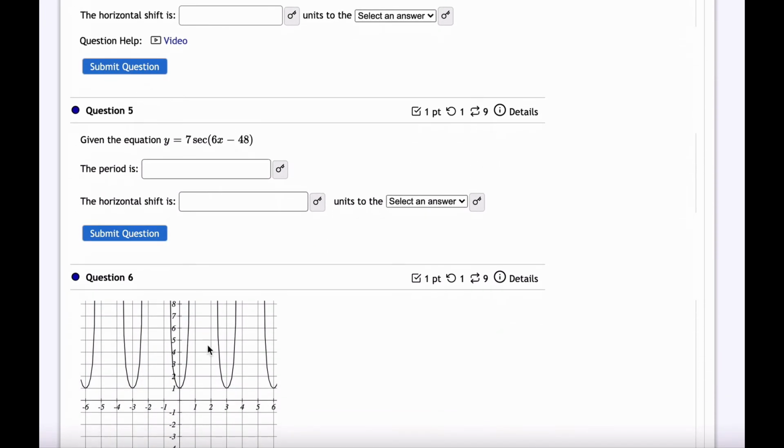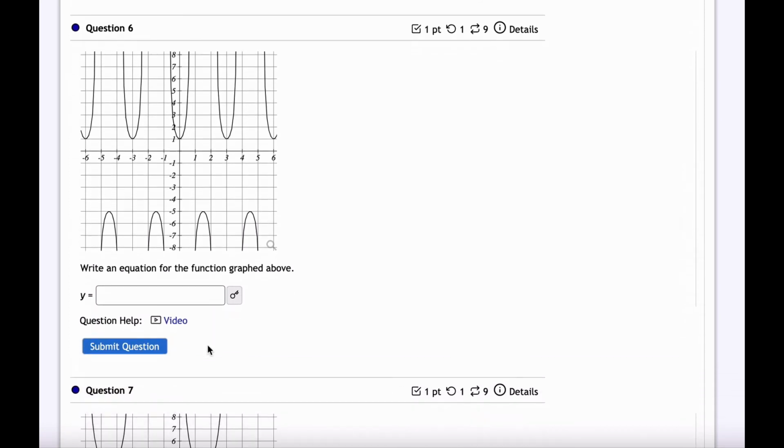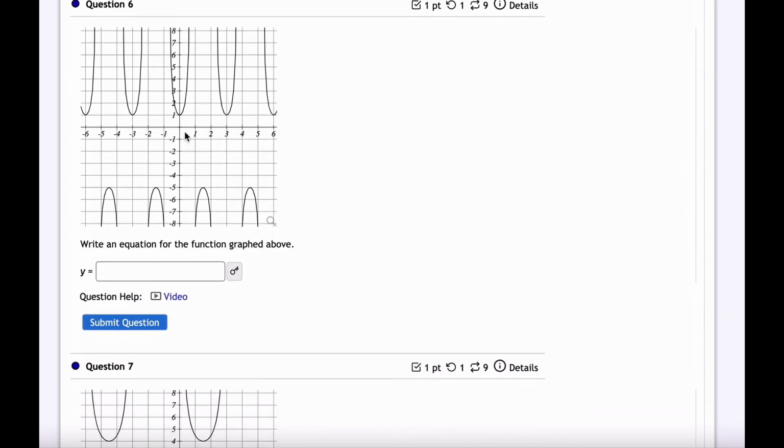Then you get to the really hard problems. The good news is there's only 2 more that are required that are left. It gives you this graph here. This is a transformed version of one of our different trig functions. So you're going from the graph to the equation. I think this will correspond with the last of the videos that I made in this section.